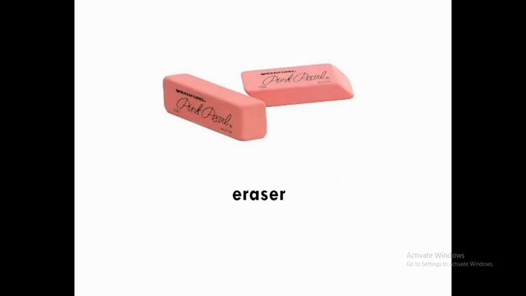Next, eraser. The eraser is an object that we use to rub out something that we had previously written. For example, oh no, I made a mistake and I need to erase this word.